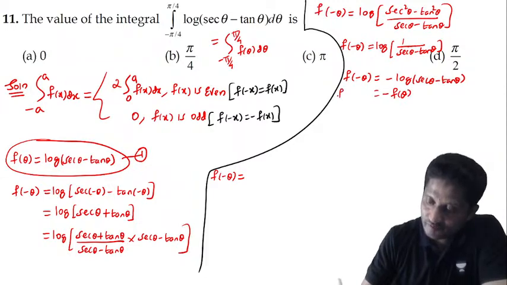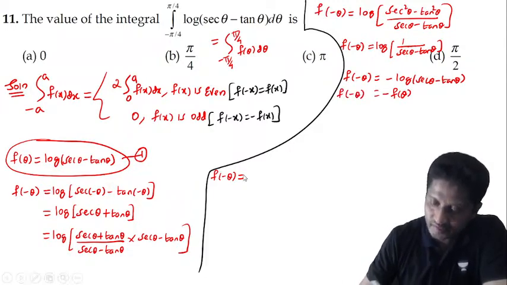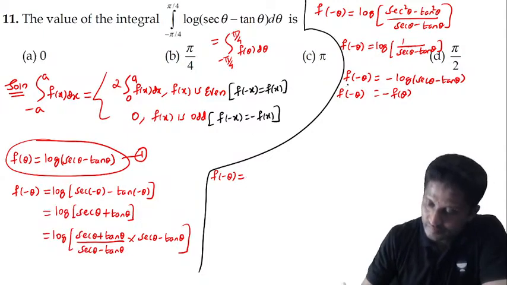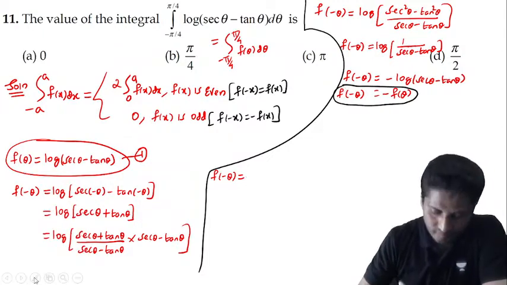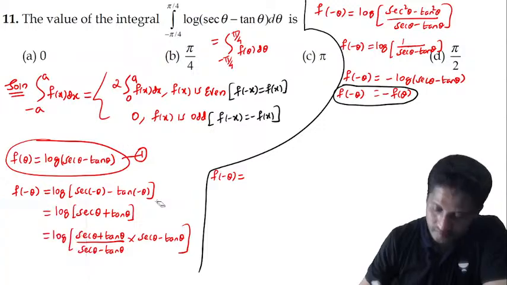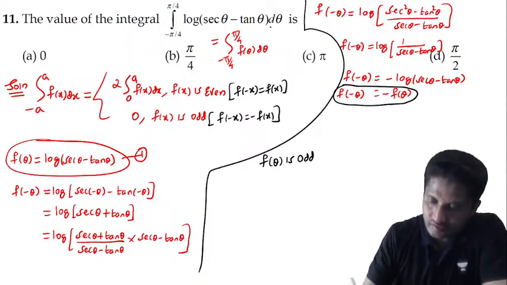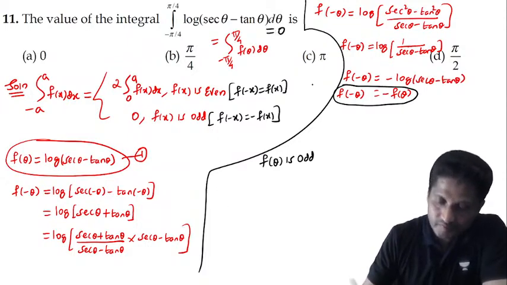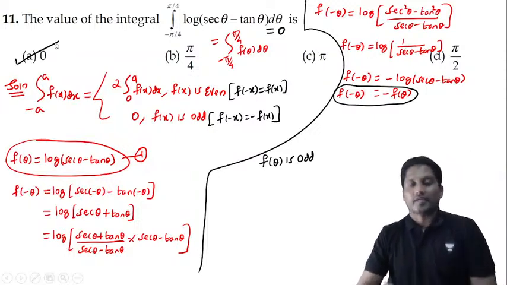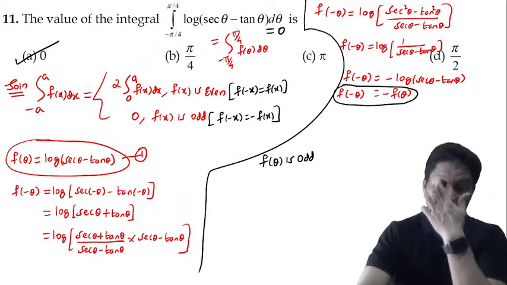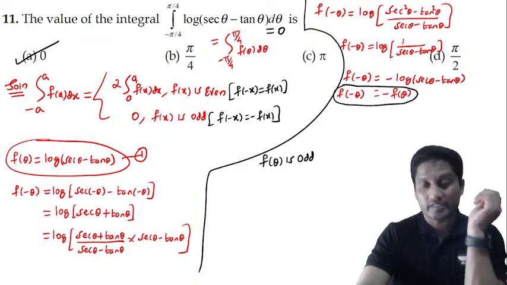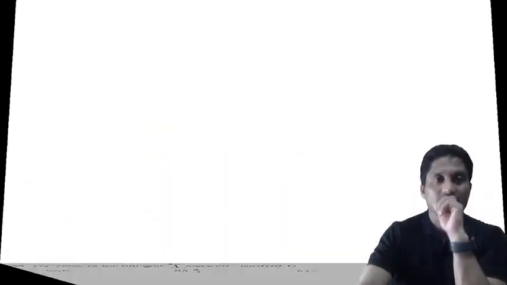So what am I getting? F of minus theta is equal to minus f of theta. Therefore, f of theta is odd. If it is odd, this value will be equal to 0. Answer will be option A. Let's move to the next. You have to just check whether it is even or odd, guys. If it is odd, obviously 0. It's a property. Question number 12.